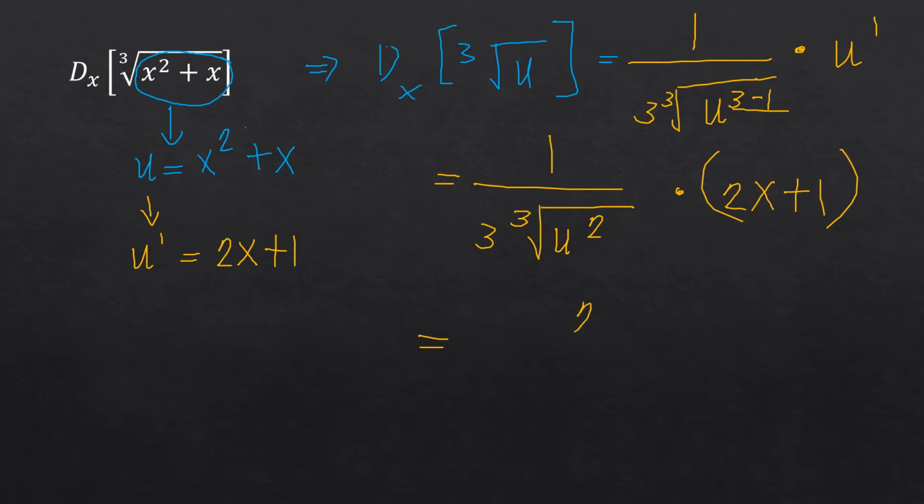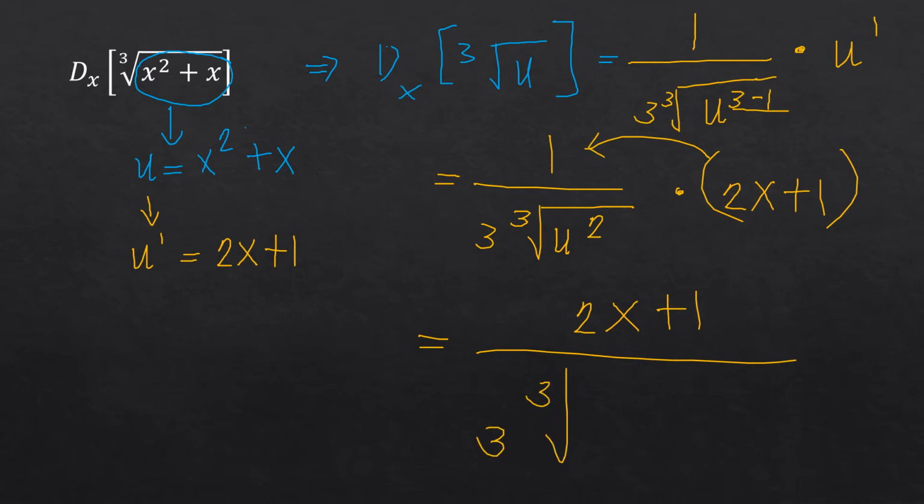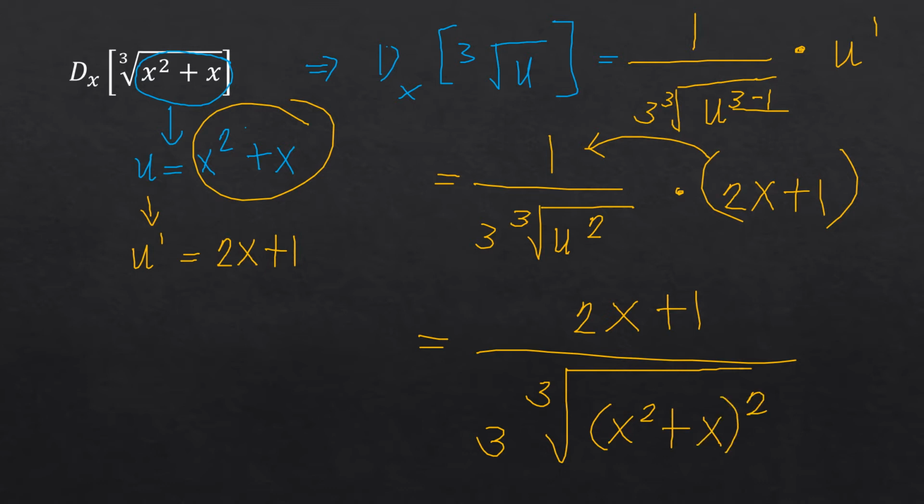Therefore, we now have 2x plus 1 times 1 is simply 2x plus 1 over 3 cube root of, now let u be equal to x squared plus x. Okay, balik na natin ang value ng u, that is x squared plus x, so we have x squared plus x quantity raised to 2. So this is our answer.